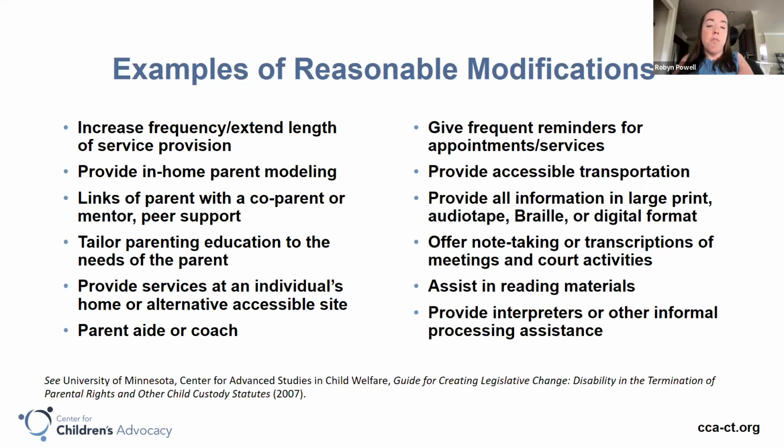And then there's also, of course, providing interpreters or other informal processing assistance. I knew of a program several years ago, I believe it was in Vermont at the time, and they provided essentially interpreter services for parents who had intellectual disabilities. And that wasn't what we think of as interpreter services. It was simply someone who sat in the courtroom and explained to the parent what was going on. And I think that is such a cool service.